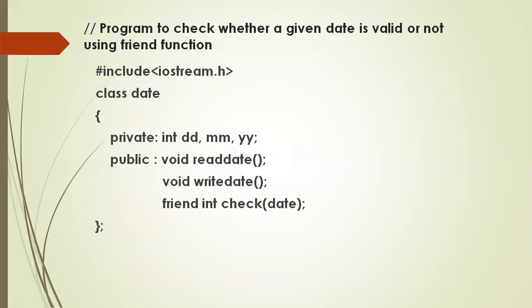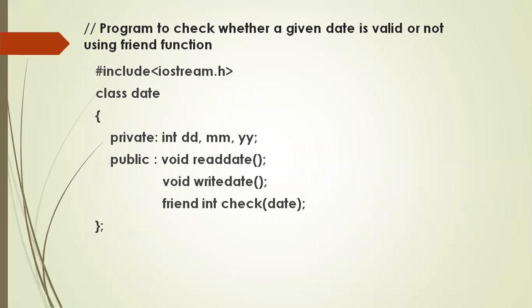Now we'll give you one more example illustrating friend function, because in C++, friend function is a very, very important concept which is unique in C++. So, a program to check whether a given date is valid or not. If the given date is valid, the function returns 1. If the date is invalid, the function returns 0.